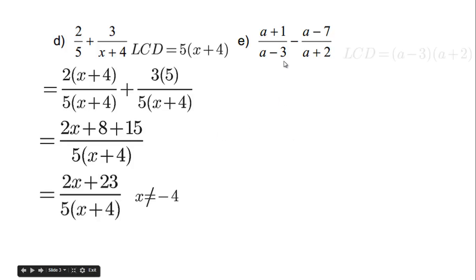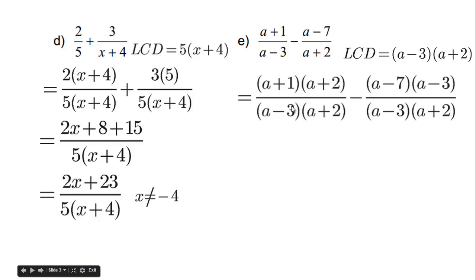Lowest common denominator, you've got the product of the two, a minus 3 times a plus 2. So the first one needs an a plus 2 in the top and the bottom. The second one needs an a minus 3 in the top and the bottom. And so we got the same denominator on both. Notice this negative sign. It's very important. Be very careful with this negative sign, because we're subtracting everything here.